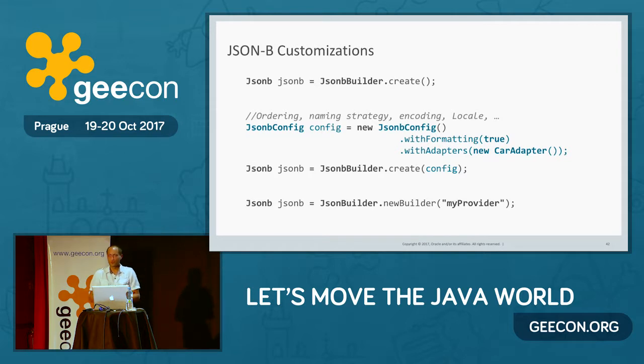In case you want to use a different provider, say you wrote your own provider, which is the best one and suits your needs, you still can use the JSON-B API. You just create a JSON-B using the new builder method on JsonbBuilder and pass the name of your provider to it.